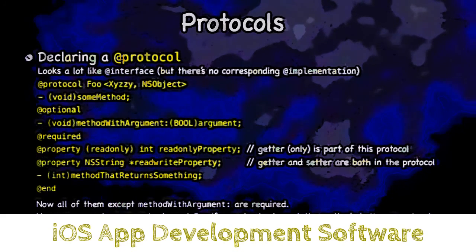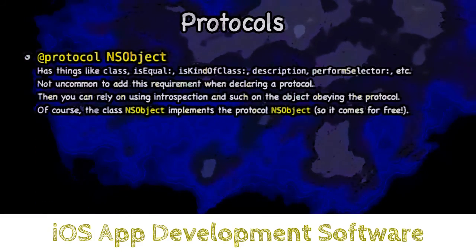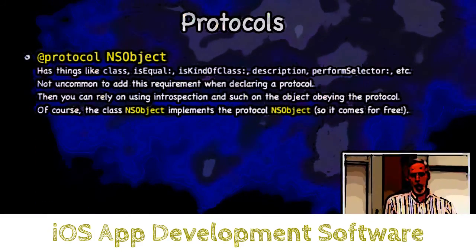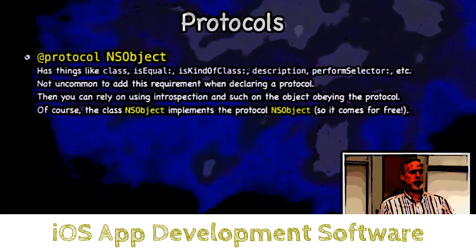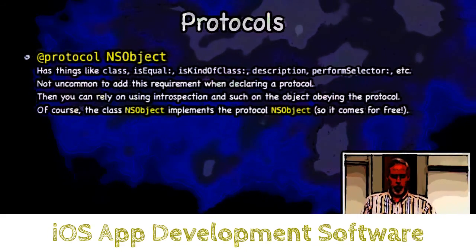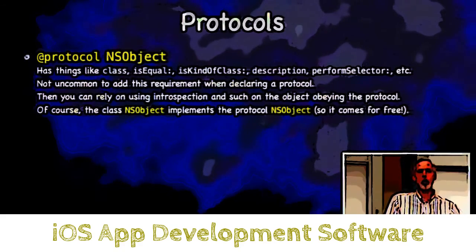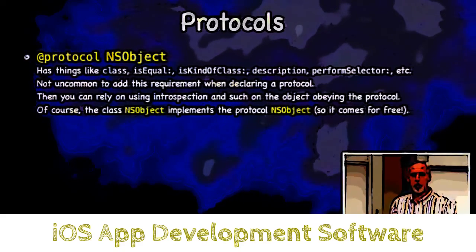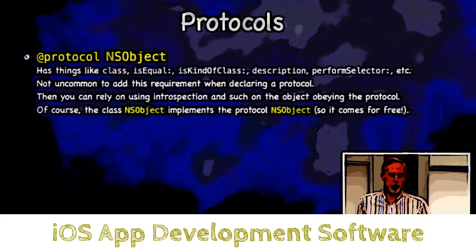Okay, now let's talk about this NSObject protocol because it's a very common protocol. You're used to the NSObject class, right? And the NSObject protocol is basically a protocol that includes almost all the methods in the NSObject class. Okay, and why do we do this? Why do we have a protocol named NSObject and a class named NSObject? And they have pretty much the same methods in it. isEqual, isKindOfClass, description, performSelector, all those NSObject things.